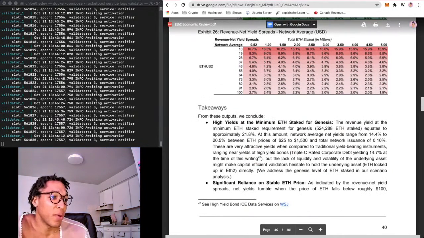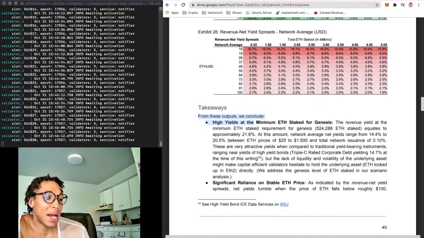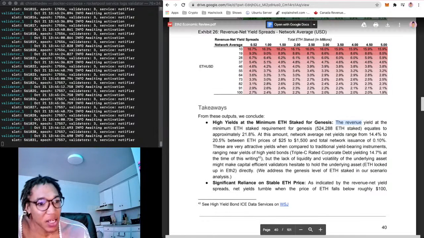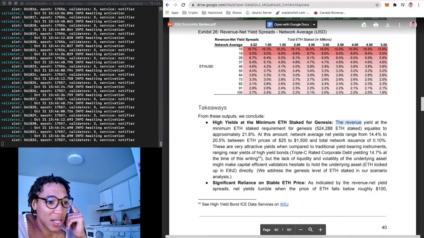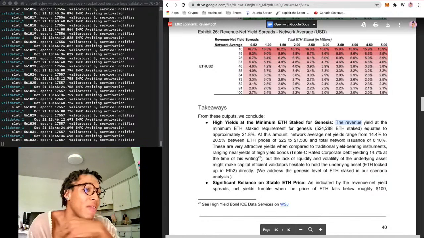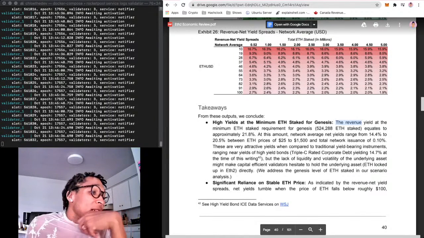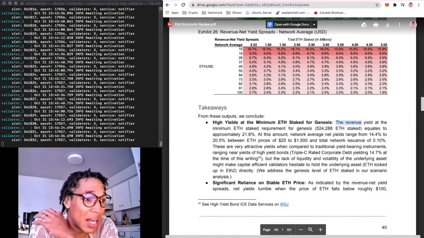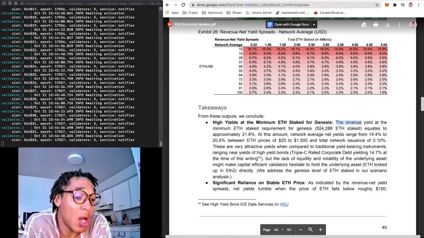So then what are our takeaways? From these outputs, we conclude high yields at the maximum ETH staked for Genesis. The revenue yield at the minimum ETH staked requirement for Genesis, 524,288 ETH staked, equates to approximately 21.8%. At this amount, network average net yields range from 14.4% to 20.5% between ETH prices of 25 to 1500 and total network issuance of 0.1%.